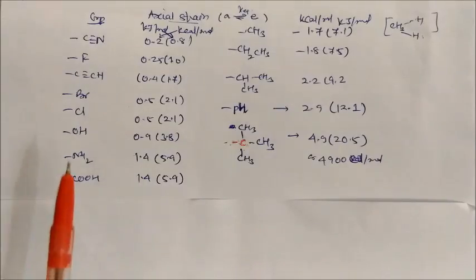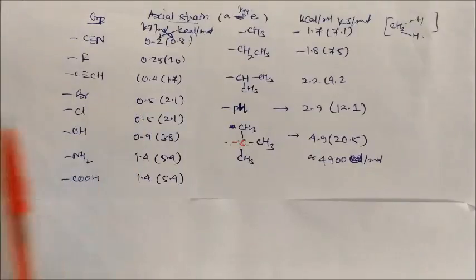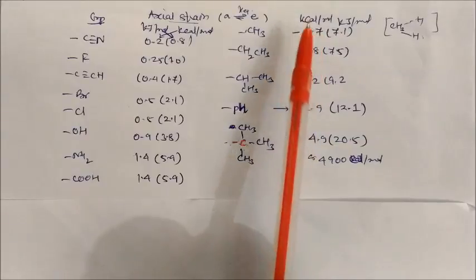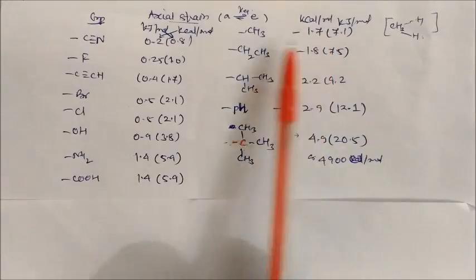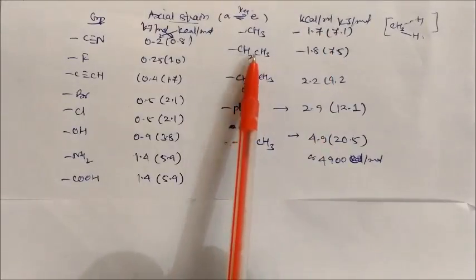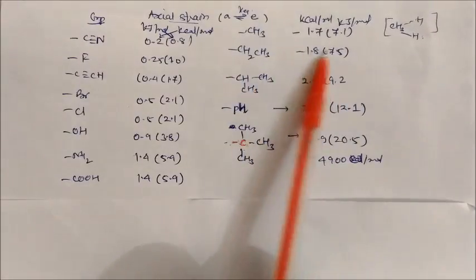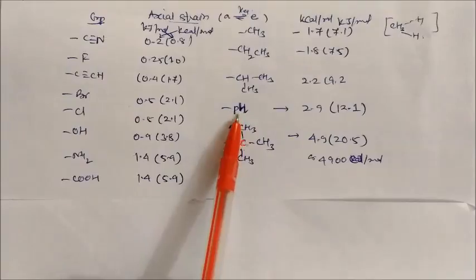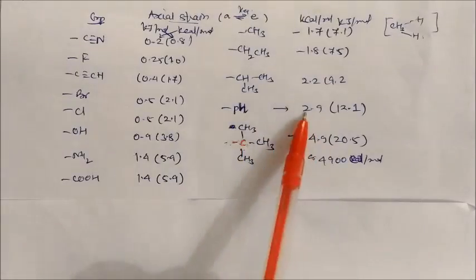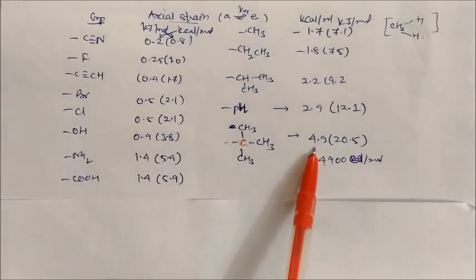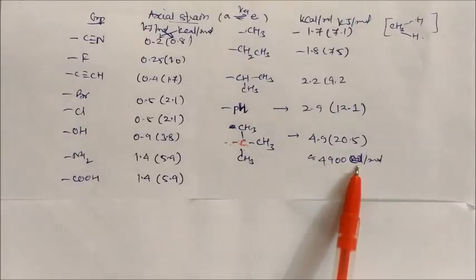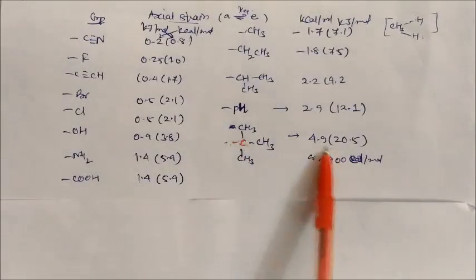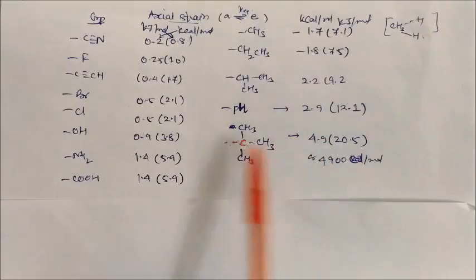So these are the energy values of different groups, like CH3 interacting with the 2 hydrogens. So this is the total energy, this is the axial strain. Similarly, CH2CH3 interacting with the 2 hydrogens, so this much energy. Similarly, this is your isopropyl, and this is 2.2 for phenyl, 2.9. Tertiary butyl is 4.9, meaning 4900 calorie per mole. This is the highest, giving heavy axial interaction with the hydrogen.